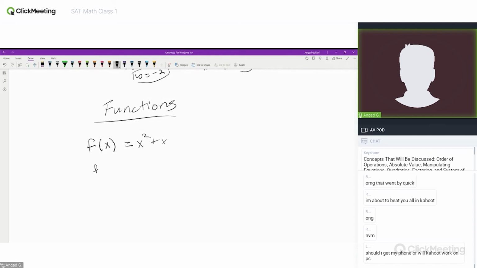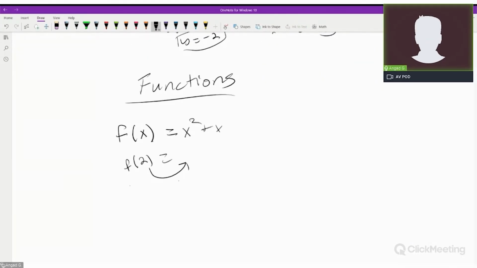So if we were trying to find f of 2, which means what is the y value when x is equal to 2, that's what f of 2 means. So how do we solve this? We're going to plug in 2 into every x in this equation. We have x squared plus x, so we plug in 2 squared plus 2. 4 plus 2 is 6. That's what f of 2 means.